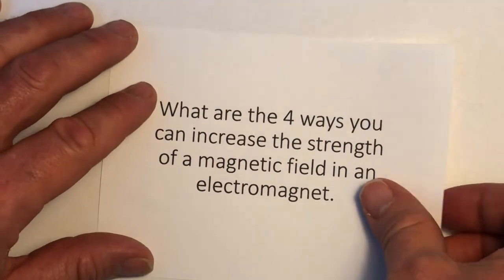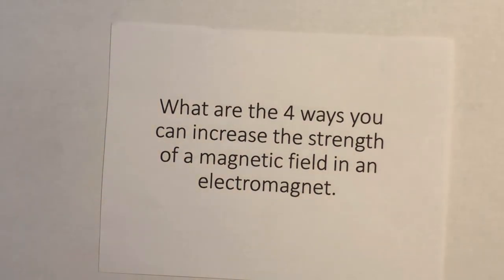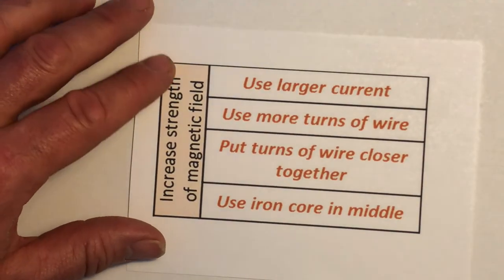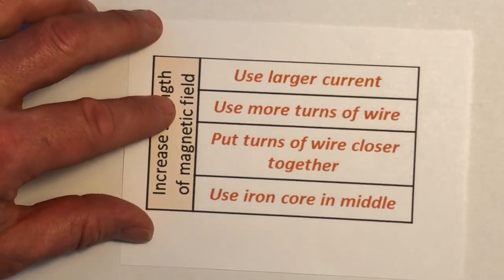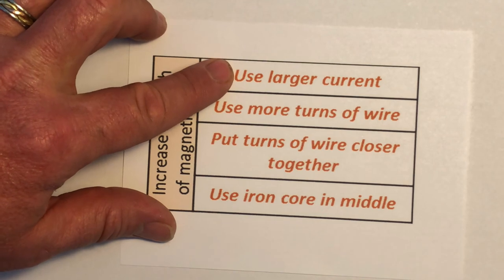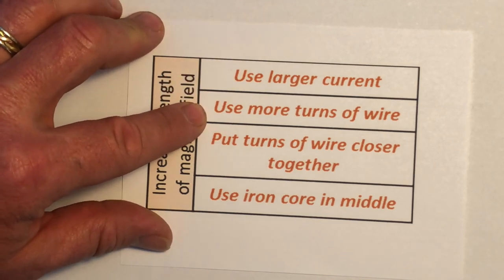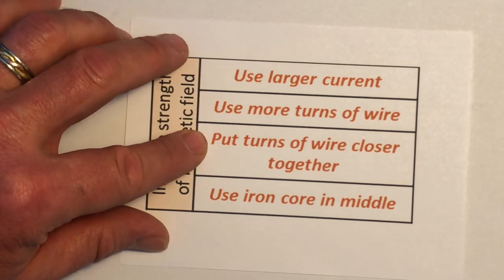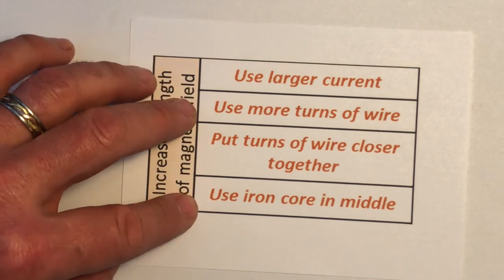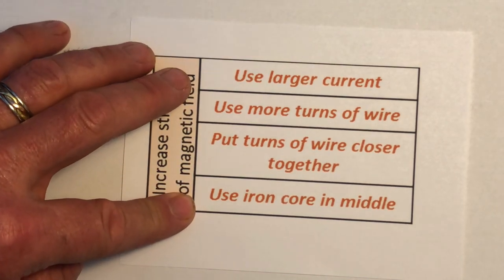So, the question: what are the 4 ways you can increase the strength of a magnetic field in an electromagnet? Your answer: you can increase the strength of the magnetic field by using a larger current, using more turns of wire, putting the turns of wire closer together, and using an iron core in the middle of the coils.